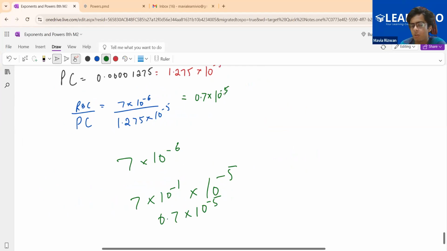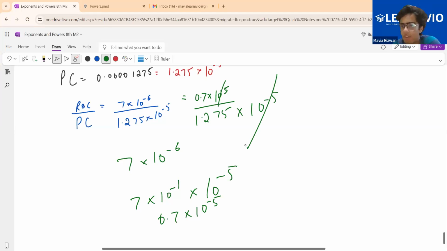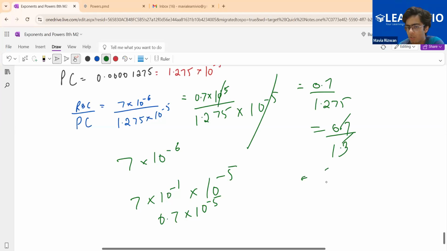Now 0.7 into 10 raised to the power minus 5 divided by 1.275 into 10 raised to the power minus 5. I will cut both of them, 10 raised to the power minus 5 and 10 raised to the power minus 5. Now I am left with 0.7 divided by 1.275. I can write this as approximately 1.3. If I take out the point, this is 7 by 13, and 7 by 13 is almost equal to 1 by 2.